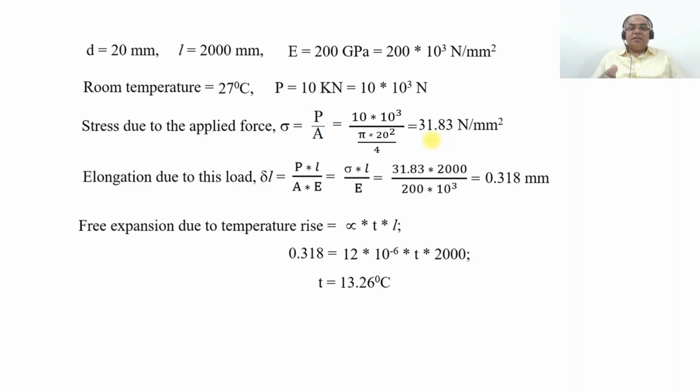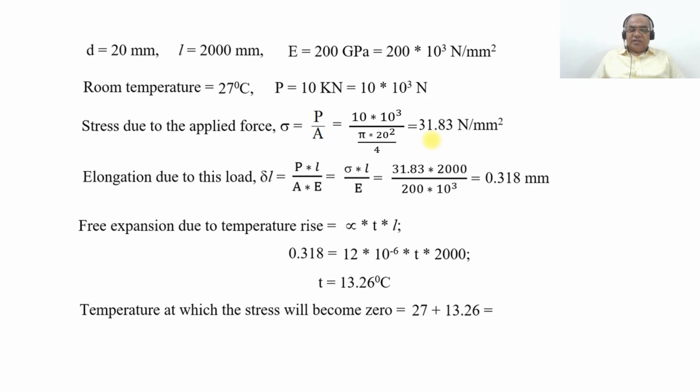So when the temperature is heated up by 13.26, that elongation of 0.318 mm will be moved, so that it will fix at the point B. So what is the temperature at which the stress becomes zero? That is the initial temperature plus the rise, 27 plus 13.26. Until that particular point you will not get any stress, because beyond that it will start developing. So 27 plus 13.26 is 40.26 degrees centigrade.